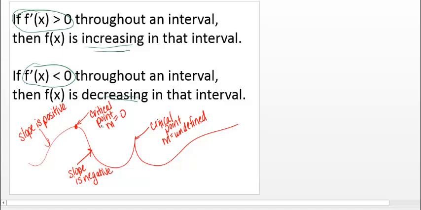Then you have a critical point where the slope of the tangent line is 0, and then you have the slope of the tangent lines are negative and you can see that it's decreasing. So these two things do hold true.